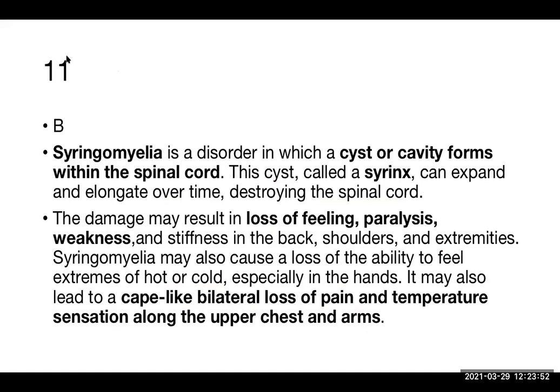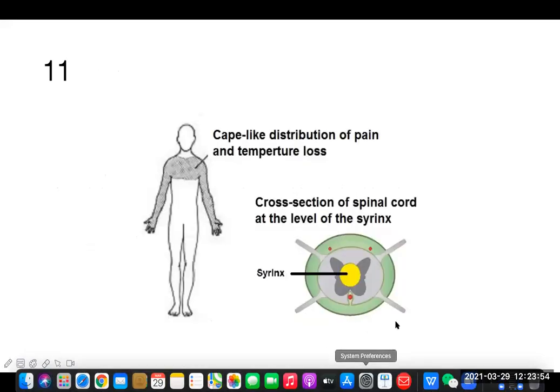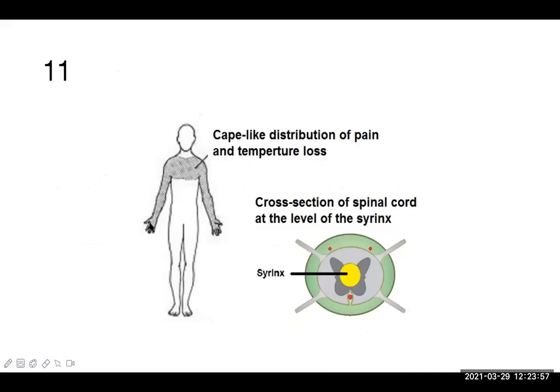Now, let me show you a picture here. I've included a picture. Okay, so see here. This is known as cape-like distribution of pain and temperature loss. See this. The upper limbs are affected like that. The anterior part of the chest, the shoulder, and the whole upper limbs are affected. And this is how the syrinx looks. This is a schematic diagram, but a very informative one. This is a cross section of the spinal cord. You can clearly see here. Okay, and this is the cyst or syrinx which has developed, and it continues to develop on the lateral side and destroy the nerve fibers there.